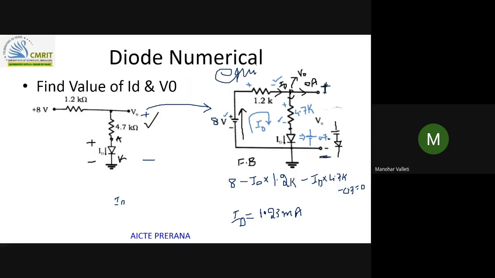So there are two possible ways to find out V naught, right? One is the voltage across the 4.7K and the cut-in voltage. The sum of these two voltages will give you V0. And also one more path is there: 8 volts and the voltage across the 1.2K. That will also give you V0, right? You can find it in two possible ways, but both will give almost the same answer.